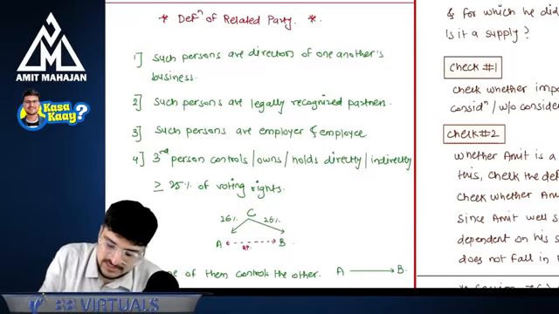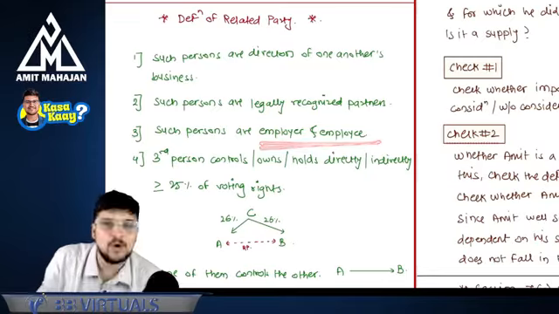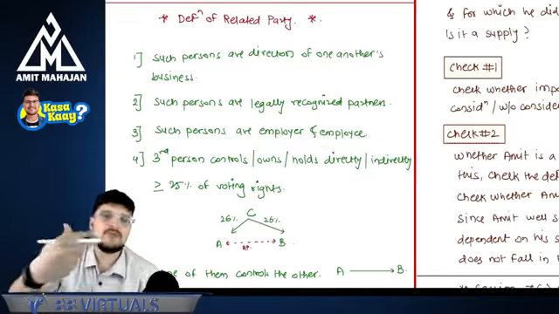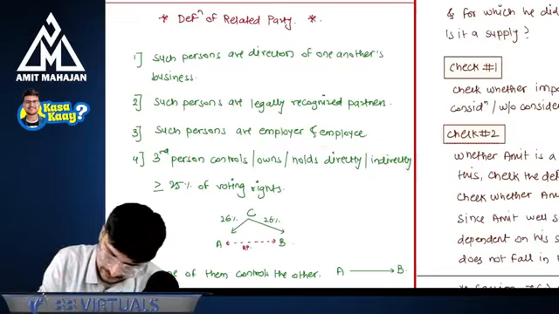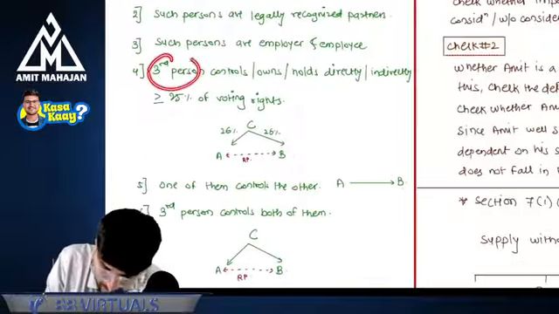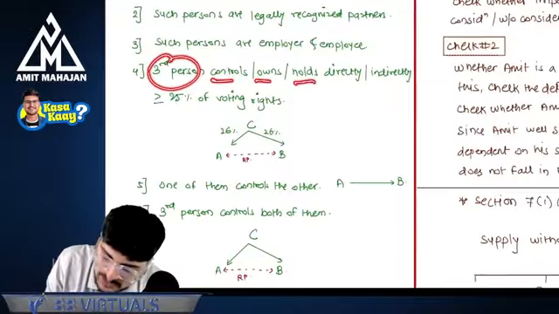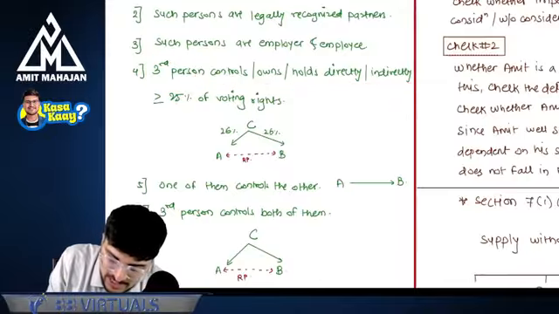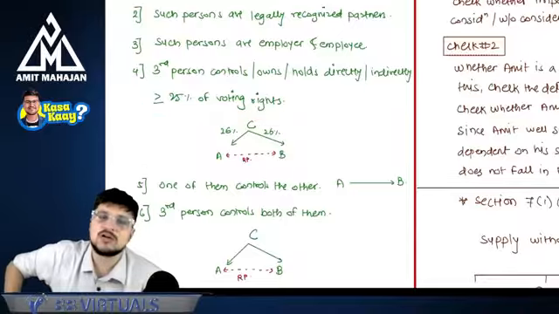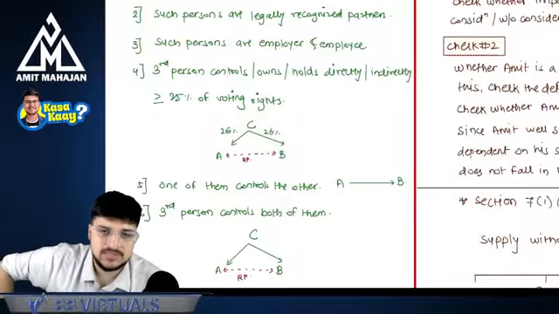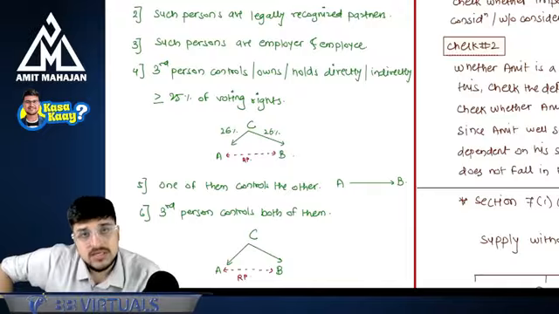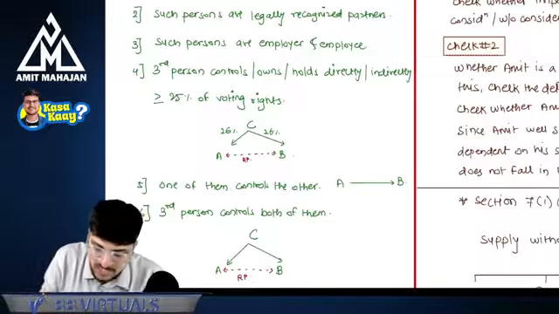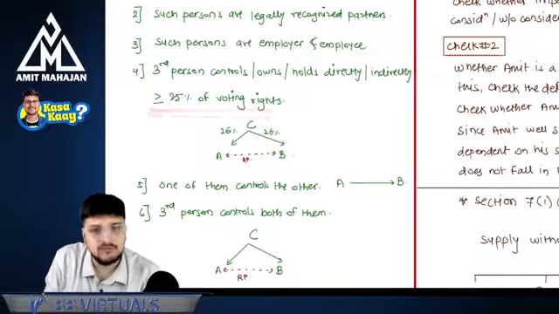Point number three: such persons are employer and employee. I'm the employer, you are the employee, we both are related parties. Point four: a third person controls, owns, or holds, directly or indirectly, equal to or more than 25% of the voting rights.